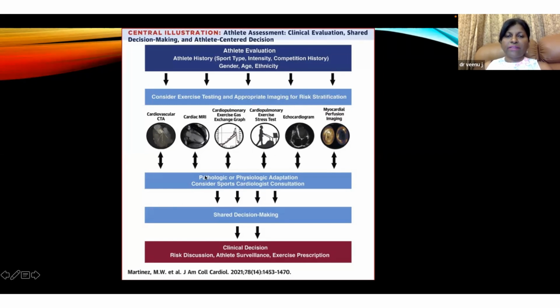And once we look at them, we will come to a diagnosis of whether it is a physiological adaptation to the exercise that the heart is showing or a pathological one. So, based on that, we will give them some form of prescription on the risk stratification, athlete surveillance, as well as exercise, of how much they can go through. So, this is the overall view of the basics of sports cardiology today.